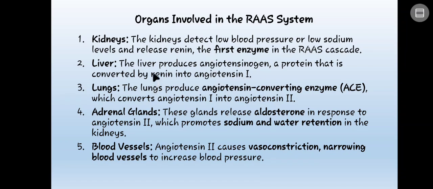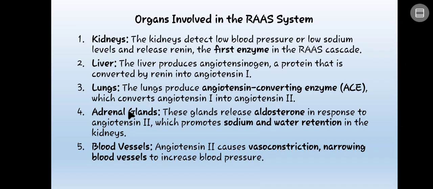Now, the next organ that plays a major role in the renin-angiotensin-aldosterone system is the lungs. The lungs produce what we call angiotensin converting enzyme, which we usually call ACE. It converts angiotensin 1 into angiotensin 2. And this angiotensin 2 is a potent vasoconstrictor, and it also has an impact on the adrenal glands.